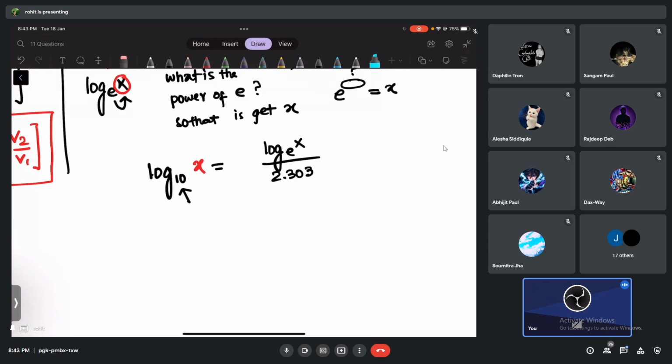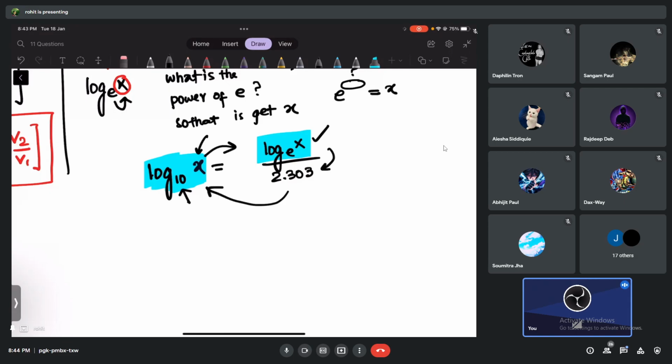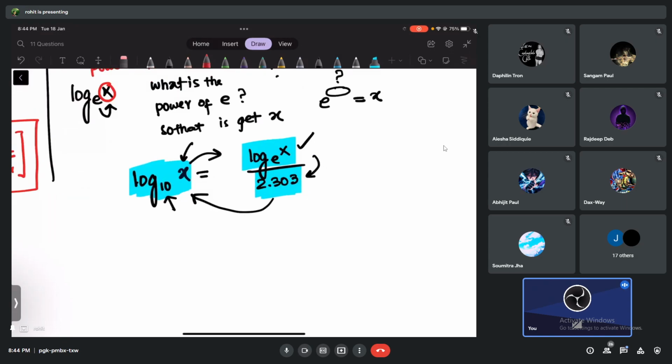You can find the value of log of x to the base e, and you get some answers. But you can also express the power of 10 which will give you again x. That is found to be equal to log of x to the base e, but you divide by this number and you get back this one. So whenever I want to replace log x to the base e with log of x to the base 10, from e to base 10, then you have to multiply by this number, 2.303.